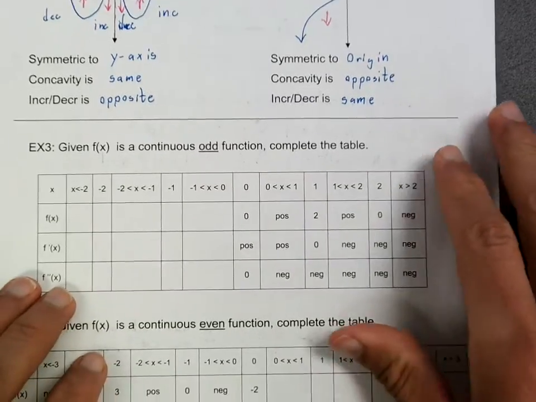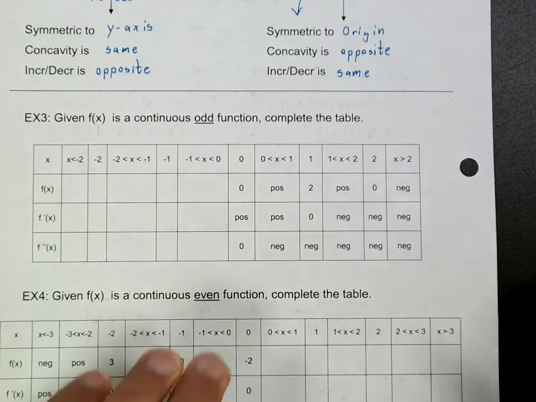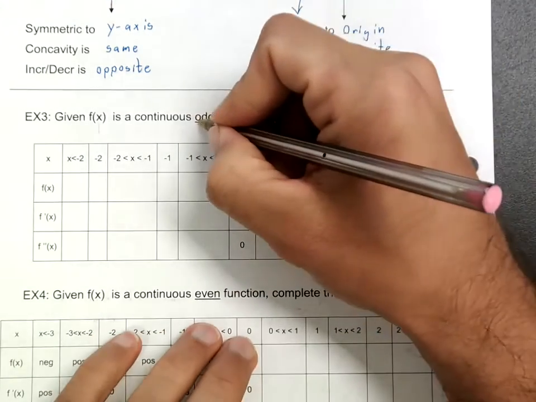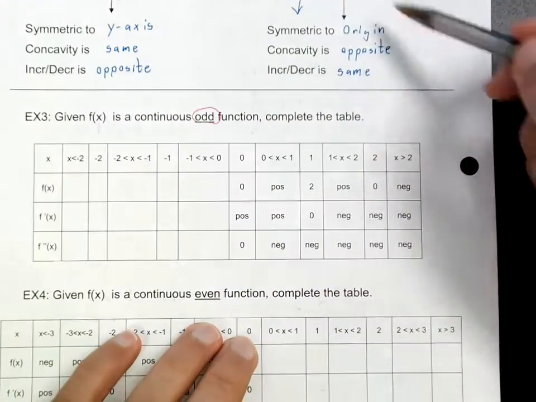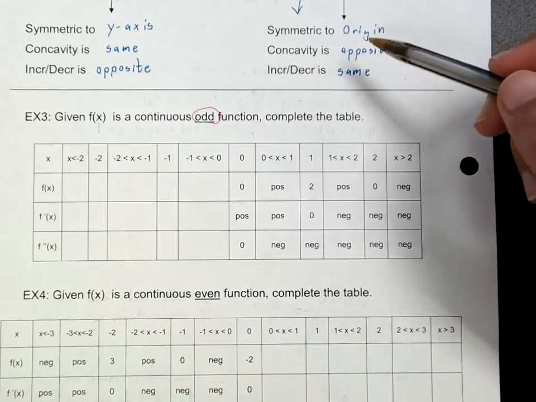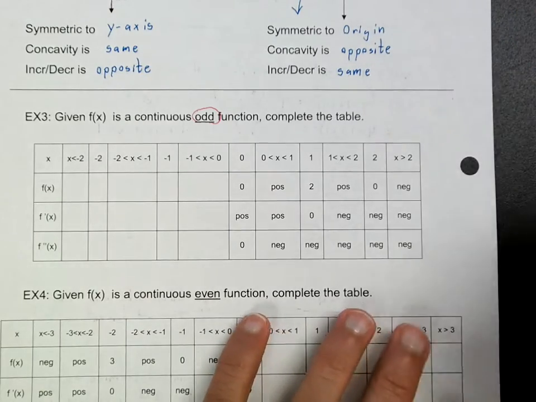Alright, next, example 3. We don't know what the function is, but all this information is given to us. So I do know that it's an odd function. I do know that. So really, it's going to follow this exactly. Okay, now say that you didn't know that. And I'm going to pretend like I don't even know this.